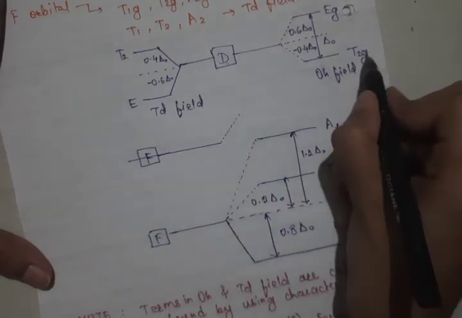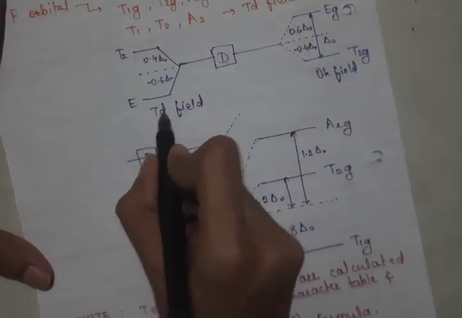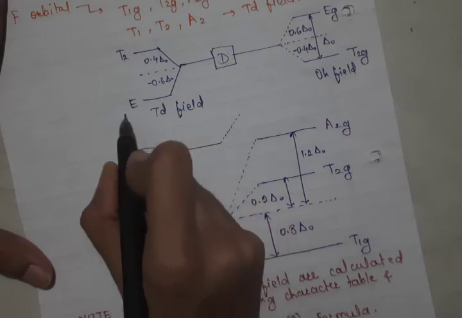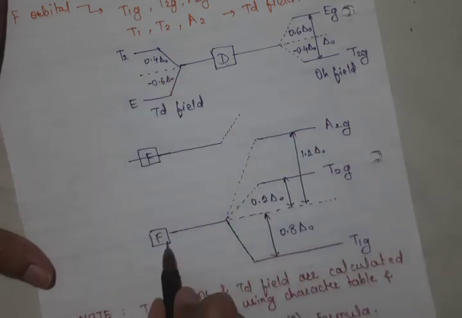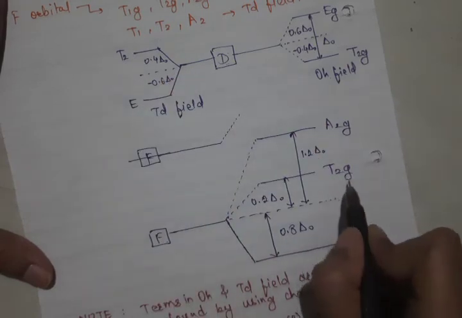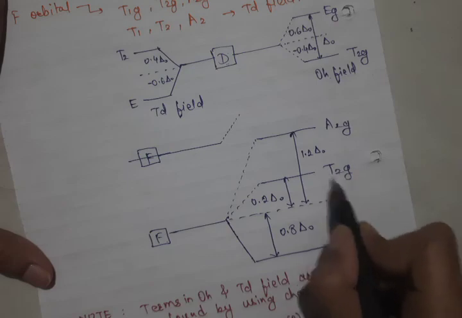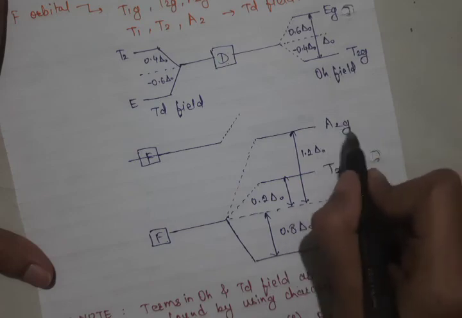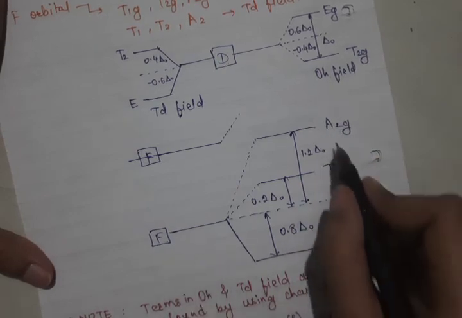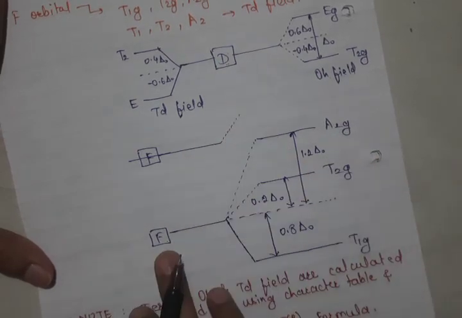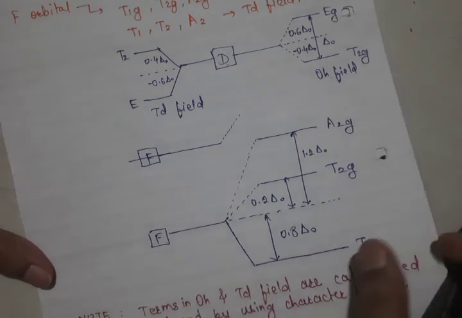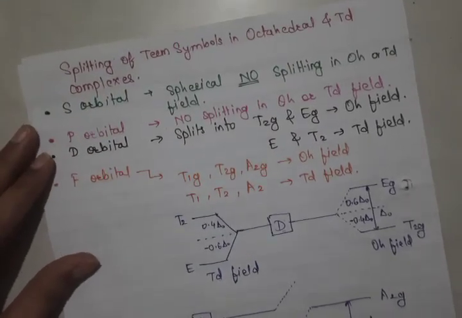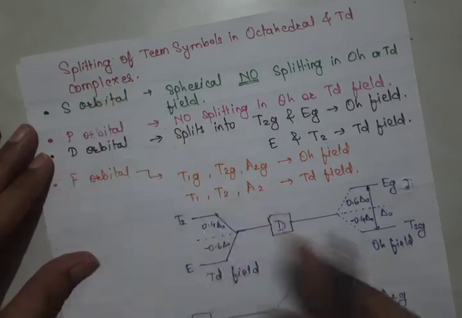So D term is T2g, Eg in octahedral field. In tetrahedral field it is E and T2. In case of F term, the ground term is T1g. Then the first excited state is T2g and the second excited state is A2g. So these are the splitting diagrams for D term and F term, and you will get the splitting of term symbols in octahedral and tetrahedral complexes.